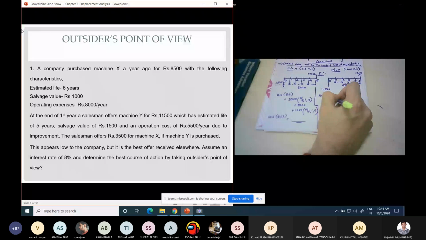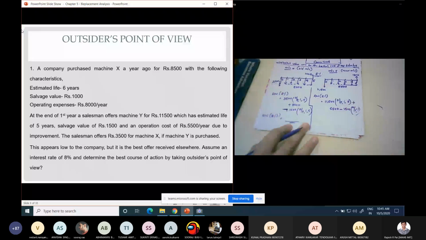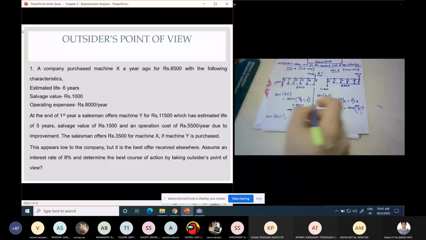Similarly, you have 11,500 A by P, interest rate, for a period of 5 years, so you convert this on an annual scale, plus 5,500. Here it is minus, not plus. 5,500 is already on an annual scale, so no need to multiply it again with an interest factor. Minus 1,000 into A by F, interest rate, for a period of 5. Substituting the values, you will get some answer. Then you decide which is the better option.